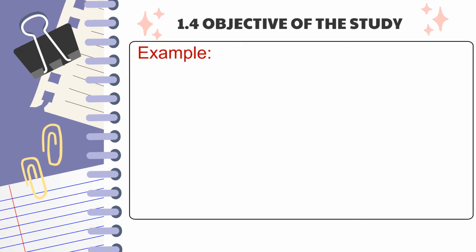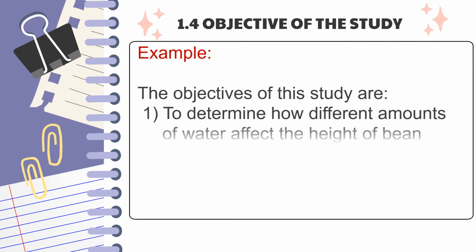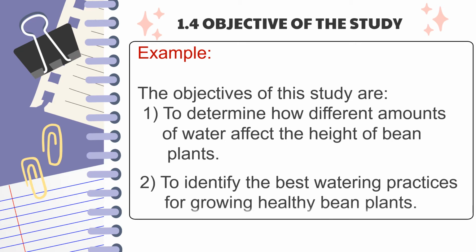Example: the objectives of this study are: 1. To determine how different amounts of water affect the height of bean plants. 2. To identify the best watering practices for growing healthy bean plants. These objectives are well-defined, achievable, and relevant to the overall purpose of the study.